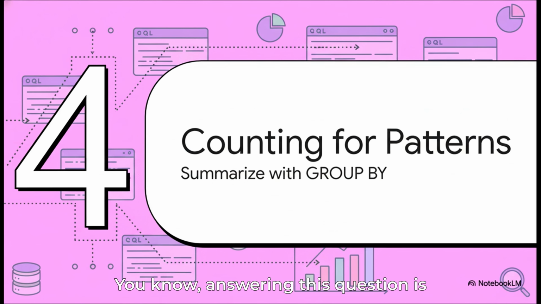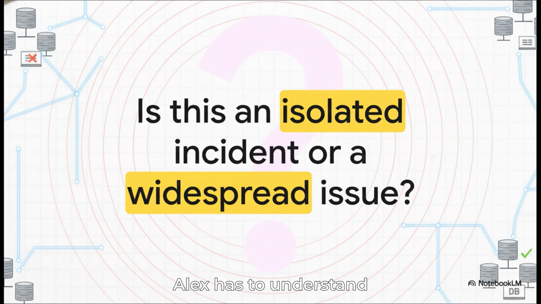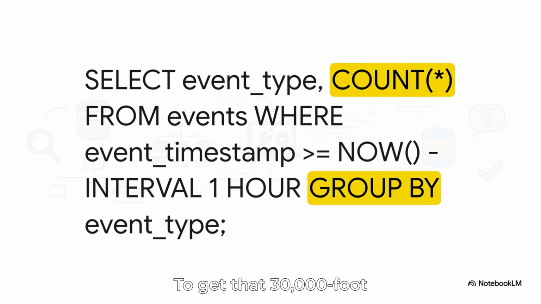You know, answering this question is what separates a good support engineer from a truly great one. Alex has to understand the scope of this thing. Is this just a one-off glitch for a single user, or are we looking at a system-wide outage? This is the kind of question that can take a ticket's priority from medium to all hands on deck in a second. To get that 30,000-foot view, Alex uses group by. Now this clause, especially when you pair it with the count star function, is an absolute powerhouse for summarizing data. She's essentially asking the database to bucket all the events from the last hour by their type and then just count them up for each bucket.